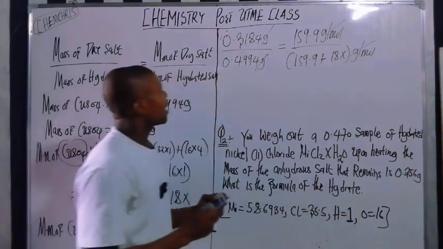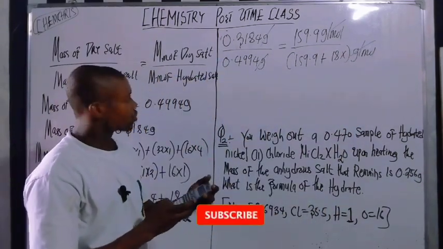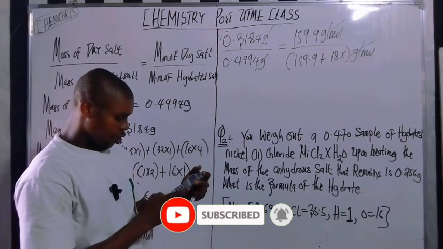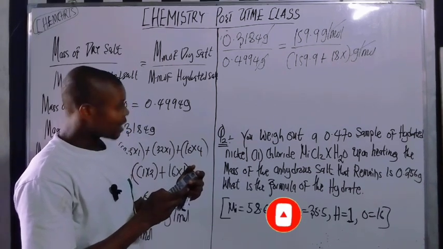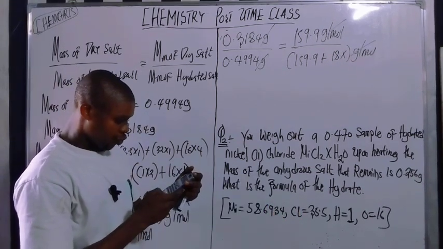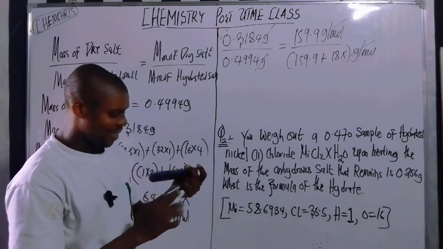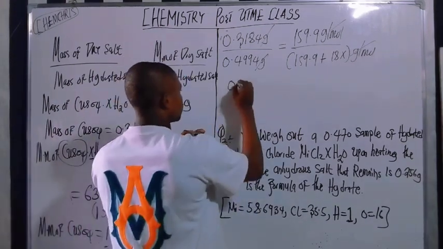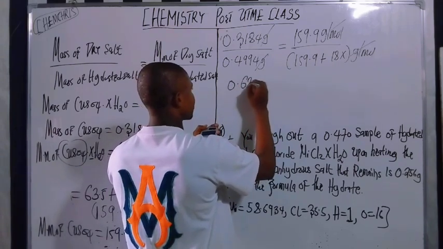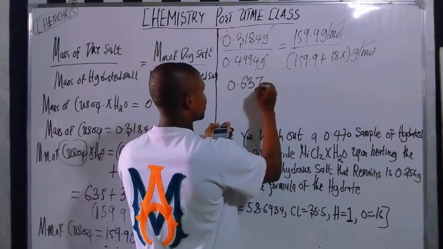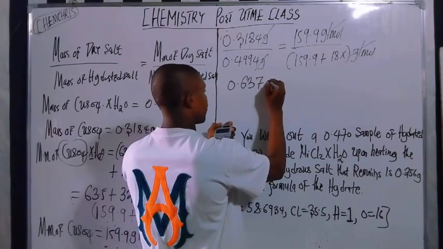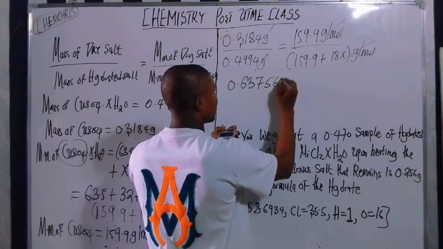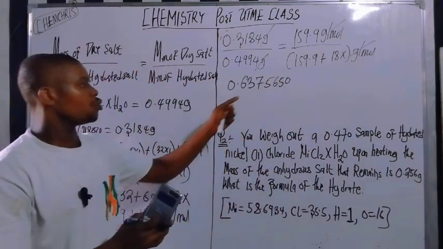So let's divide this one here. Let's get our answer. 0.314 84 divided by 0.4994. So what are you going to get? You're going to be 0.63755650. Do you understand? So you can leave it.